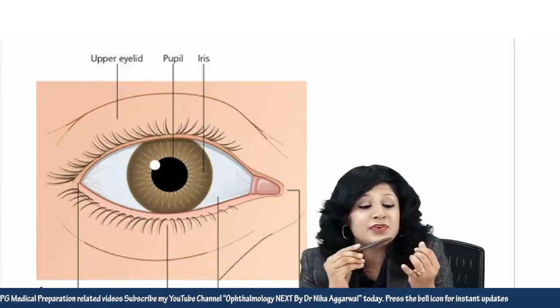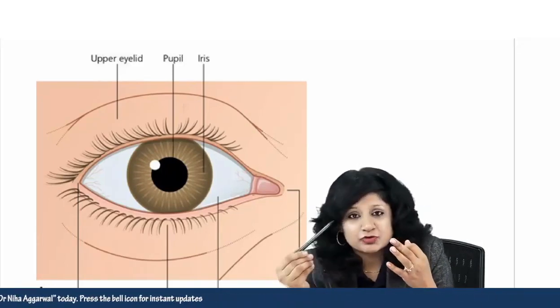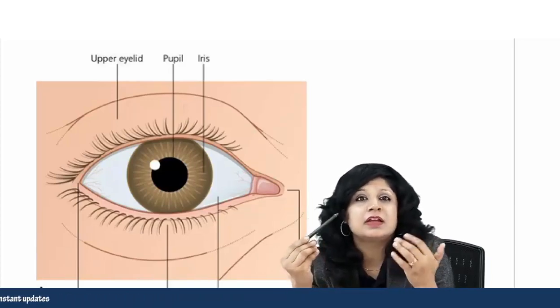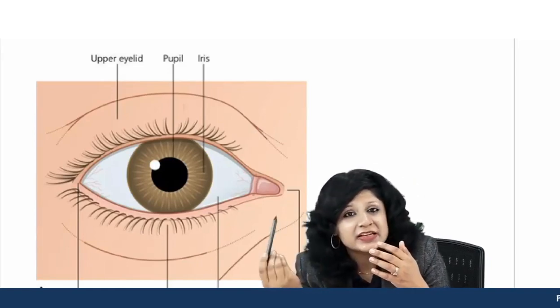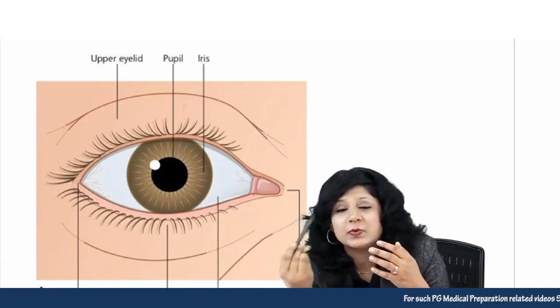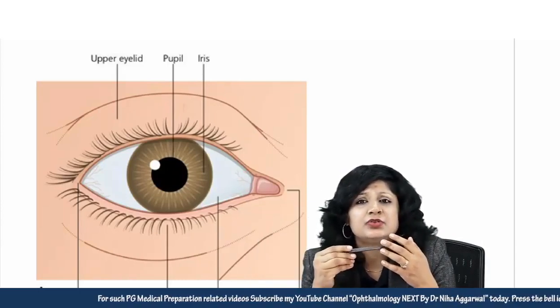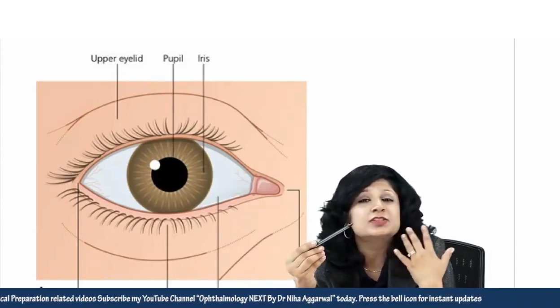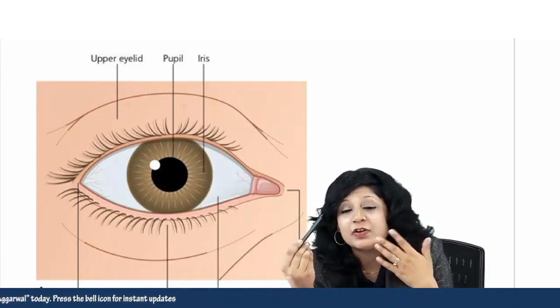We can have trichiasis, poliosis, madarosis, entropions, ectropions, chalazions, lid tumors, styes, nevus, distichiasis, tylosis, there are so many things. So just because you are not able to see anything does not mean that you will not comment upon it.